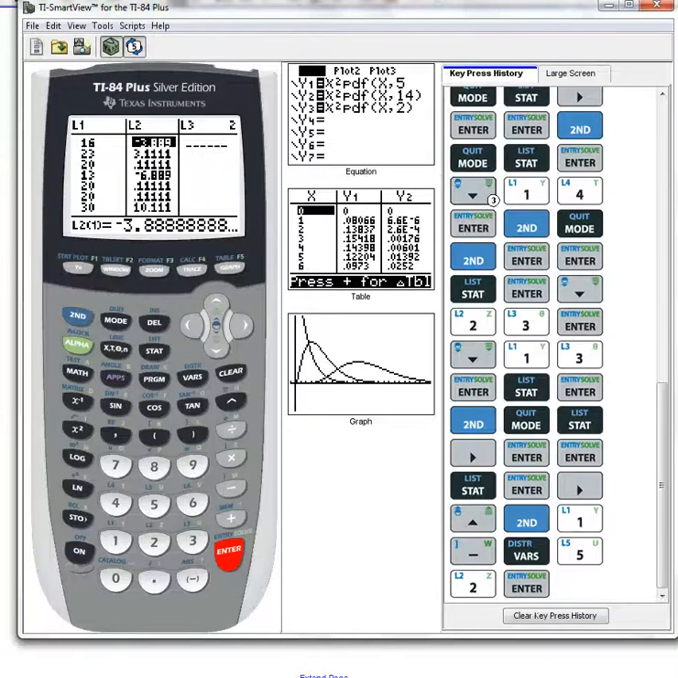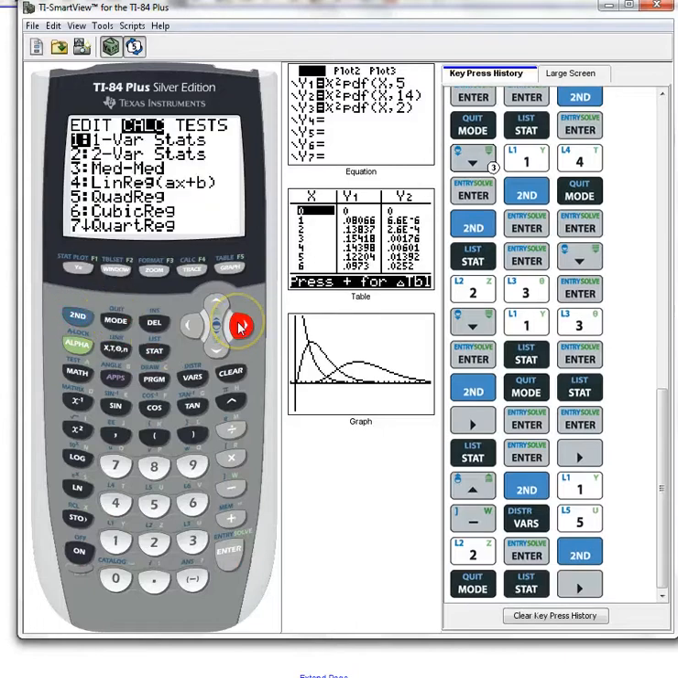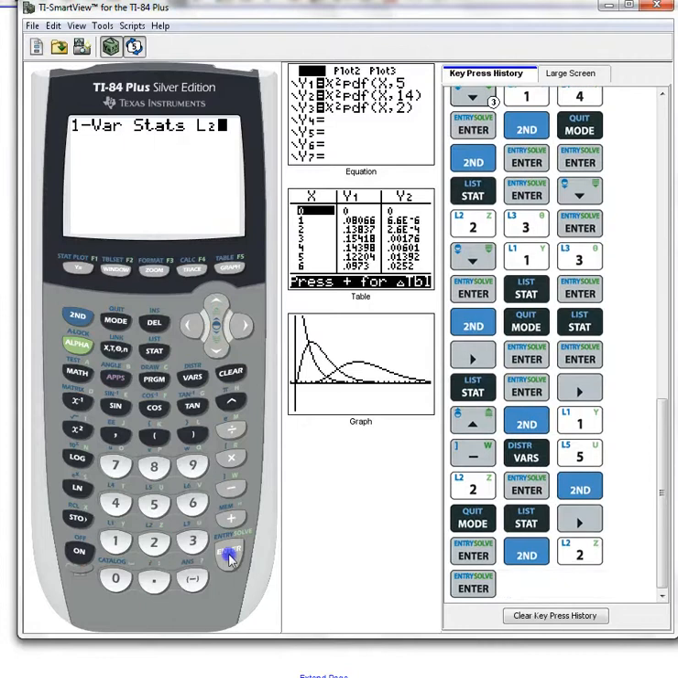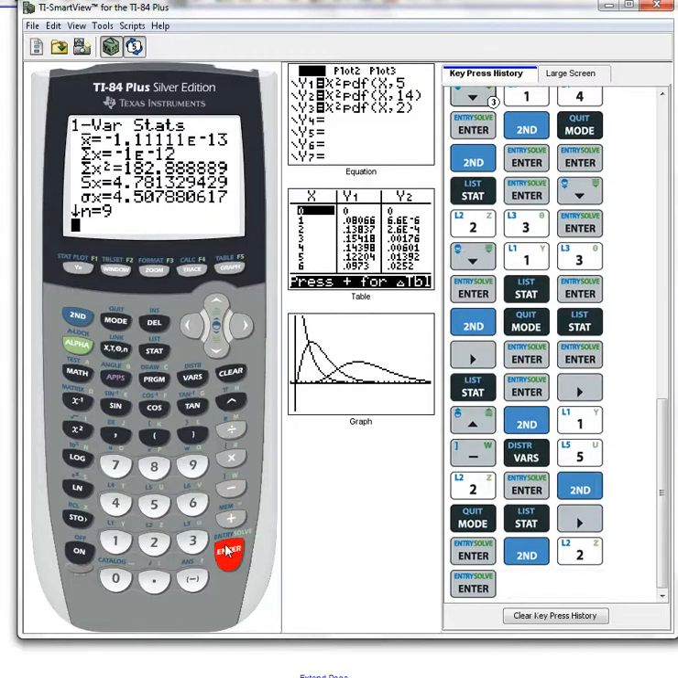Go back to your calculator and let's sum up. How do you sum it up? Let's do 1-Var Stats on L2, which is my deviations, and push enter, and you're going to see the summation here is 0. This is calculator talk for 0. This is 0.00000, 12 zeros, and then a 1. So the summation of all those values is actually 0.